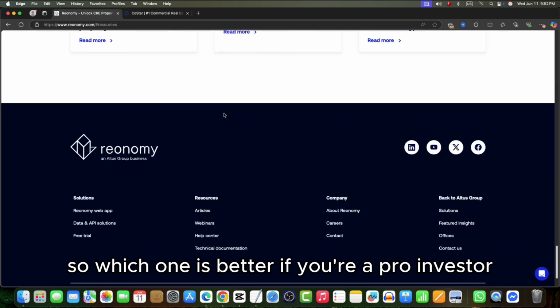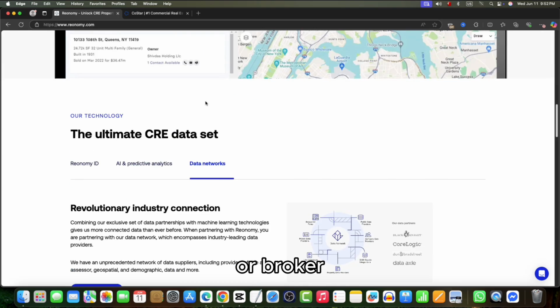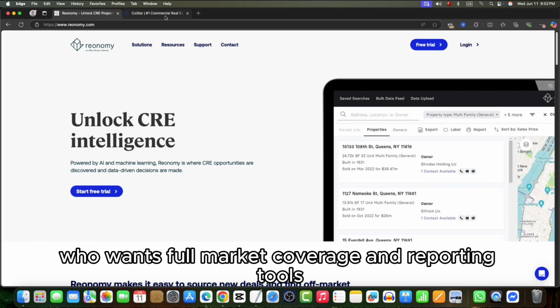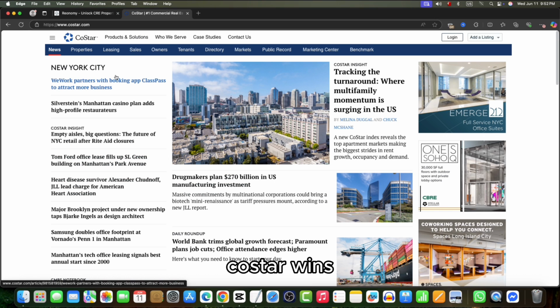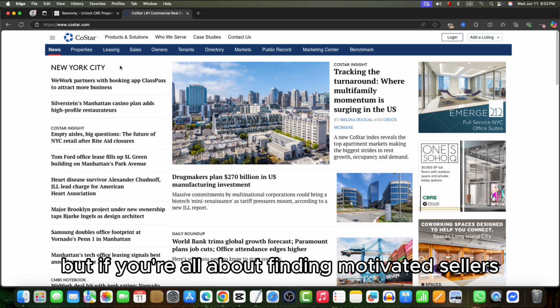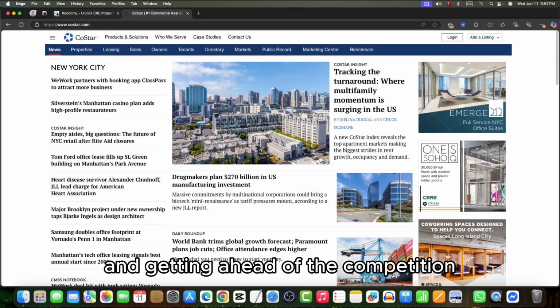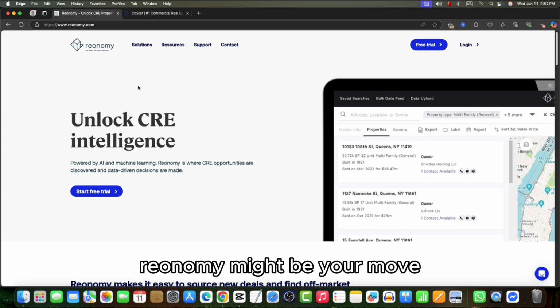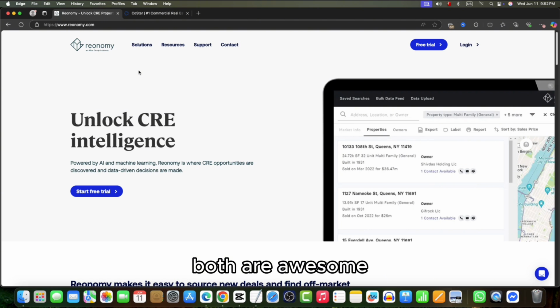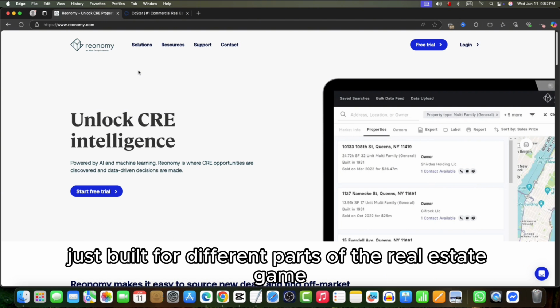So which one is better? If you're a pro investor or broker who wants full market coverage and reporting tools, CoStar wins. But if you're all about finding motivated sellers and getting ahead of the competition, Reonomy might be your move. Both are awesome, just built for different parts of the real estate game.